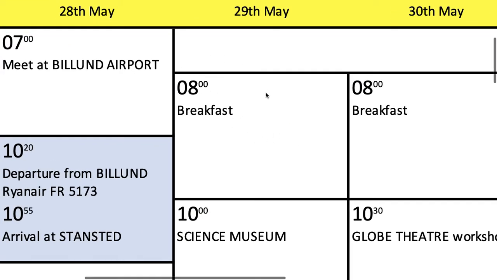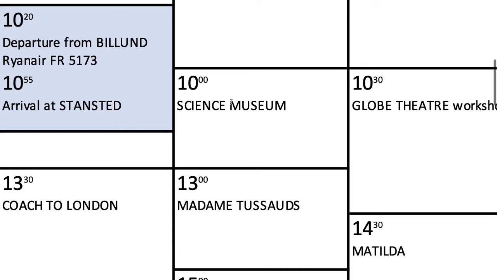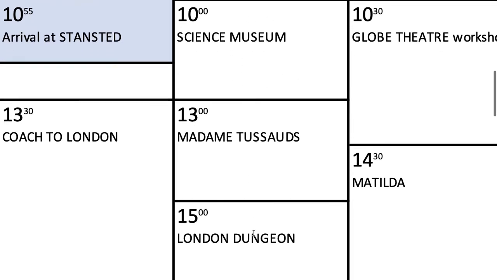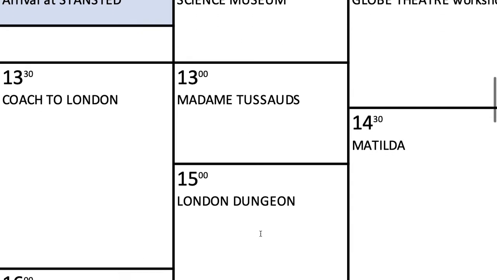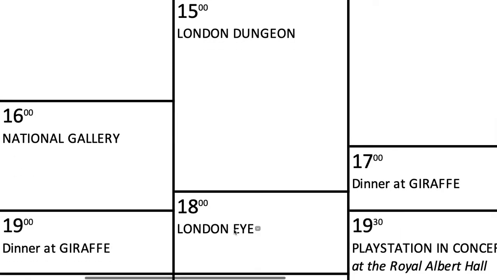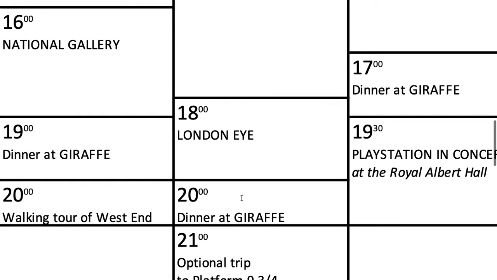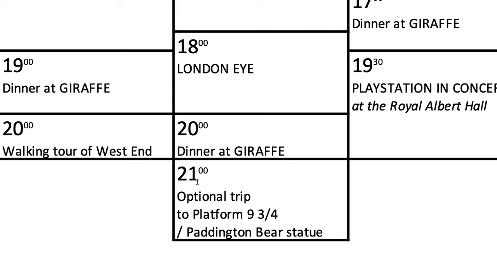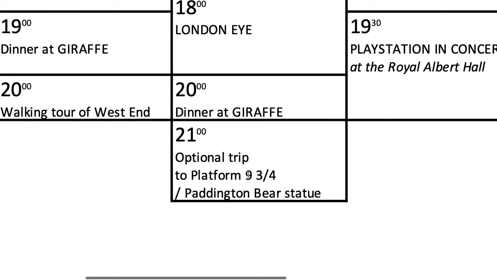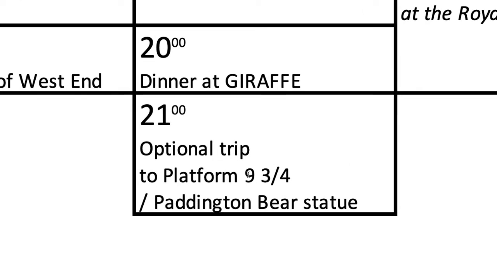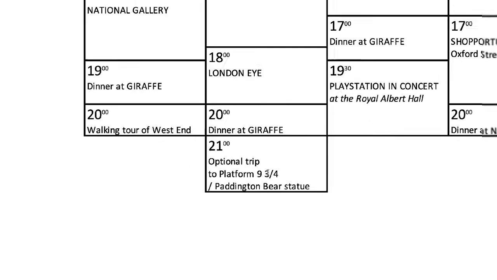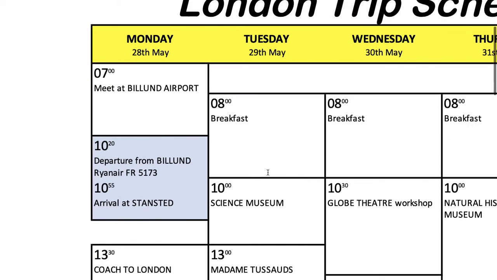Tuesday, we had breakfast at the hostel. We went to the Science Museum and Madame Tussauds and the London Dungeon. And then we went on the London Eye, dinner at Giraffe, and then some people wanted to see the Paddington Bear statue at, what station is that? Paddington Station, obviously. And also at, I think, King's Cross Station, the Harry Potter platform 9 3/4. So we did that for a little group.